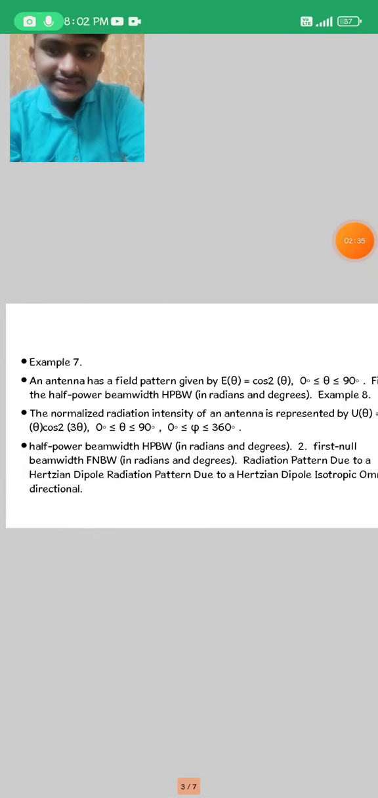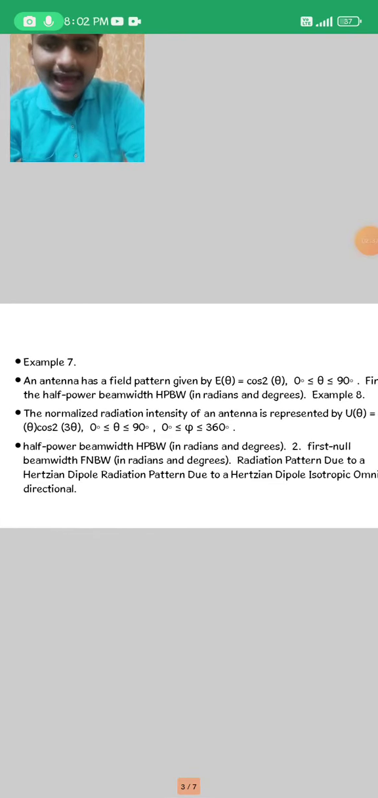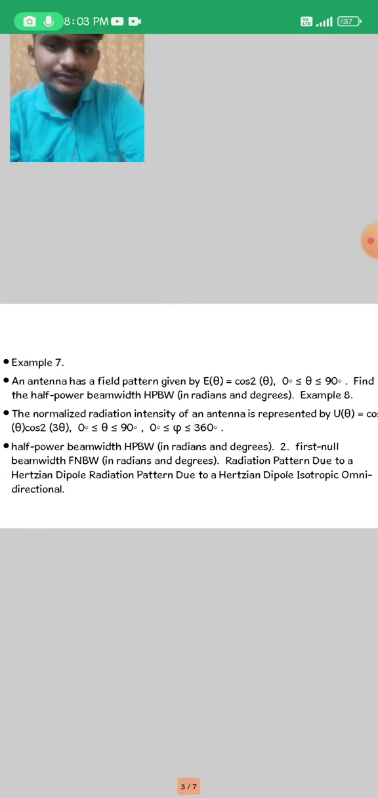We can discuss this example. An antenna has field pattern given by E of theta is equal to cos 2 of theta. Theta lies between 0 to 90 degrees. Then find the HPBW, which means half power beam width, in radians.